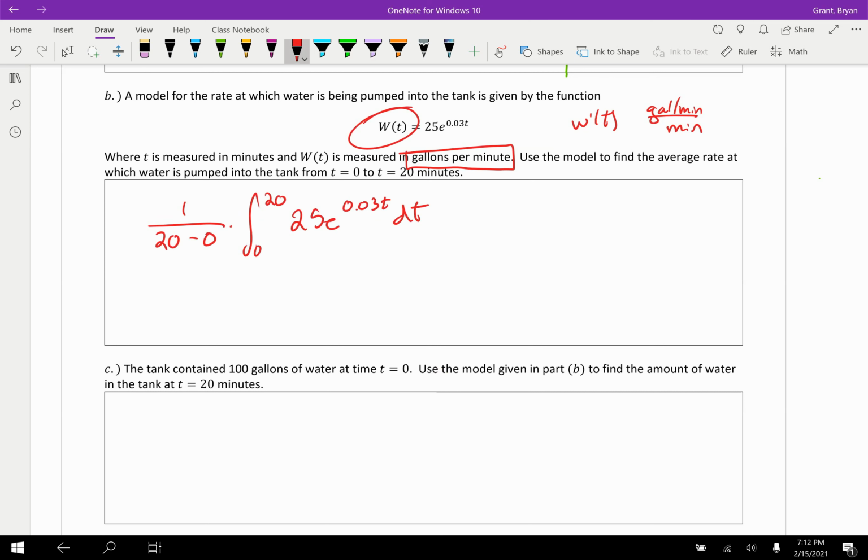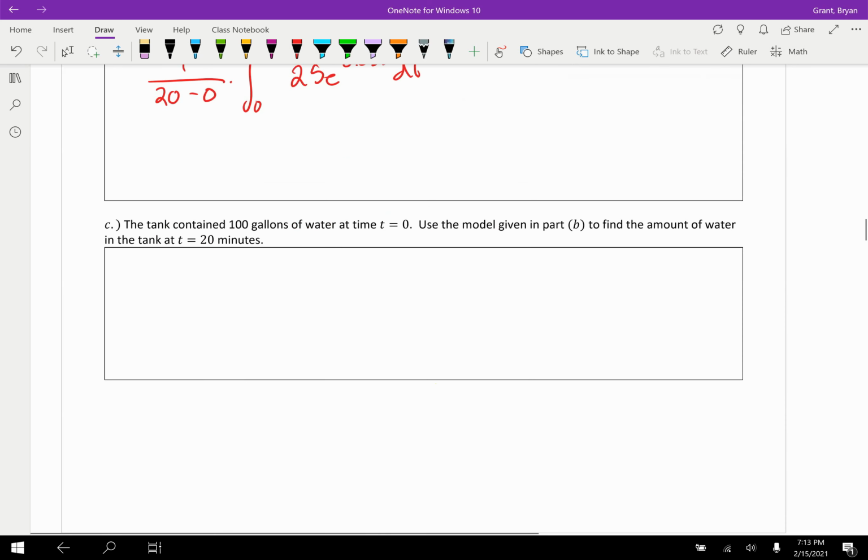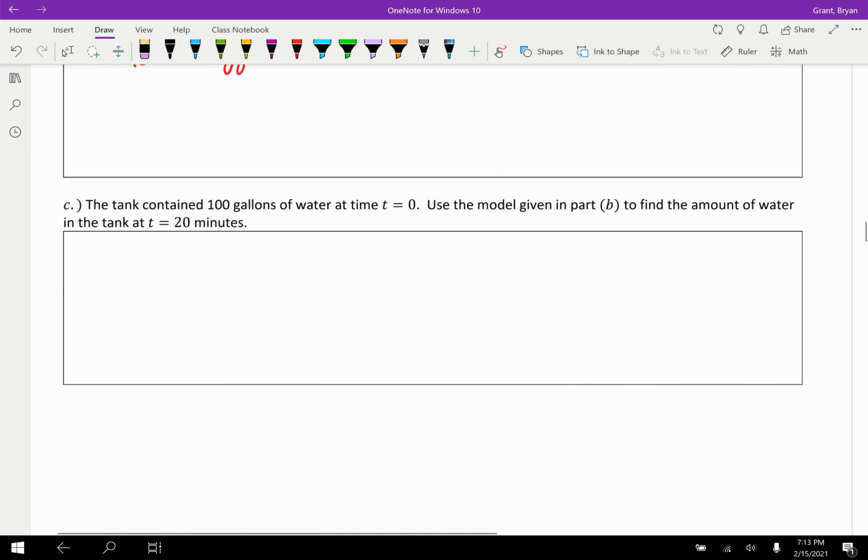And you're certainly not going to do that by hand. This is calculator practice. Put it all into your calculator, hit enter, get your answer. Don't forget the units will be in terms of gallons per minute. But the one we're going to focus on is part C.